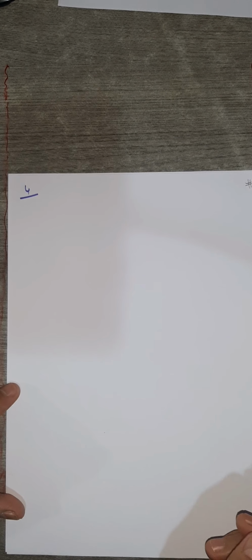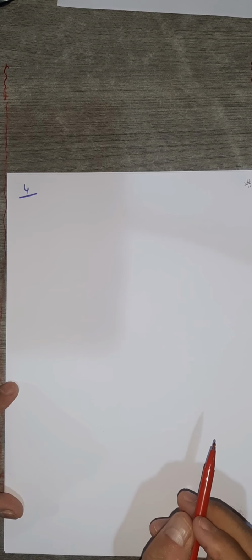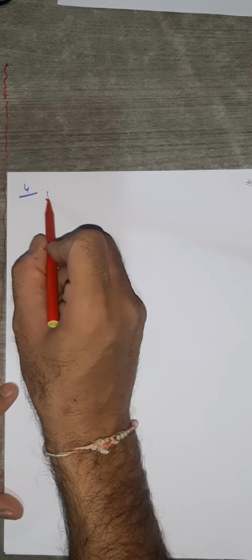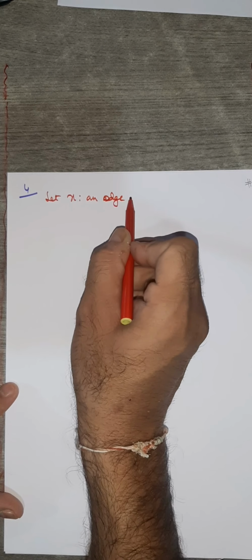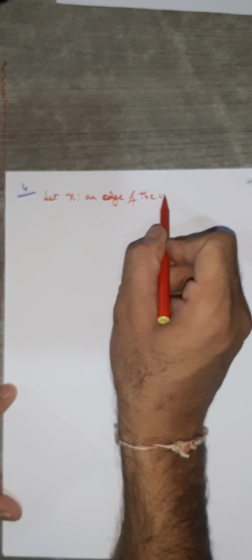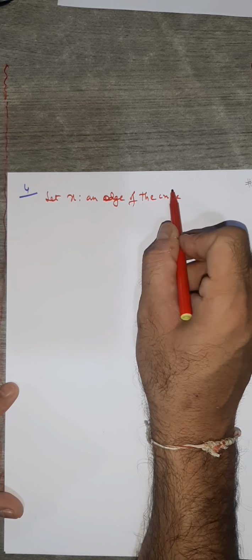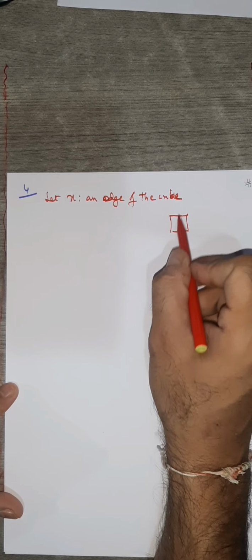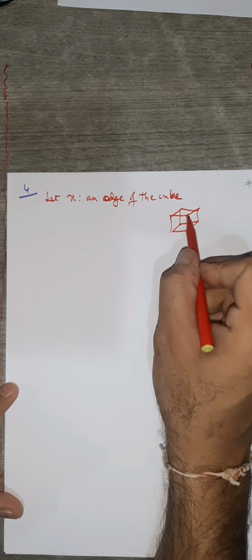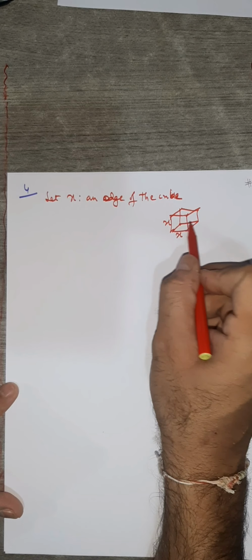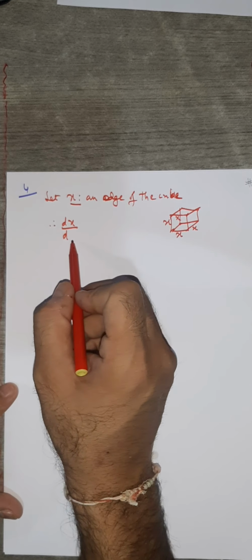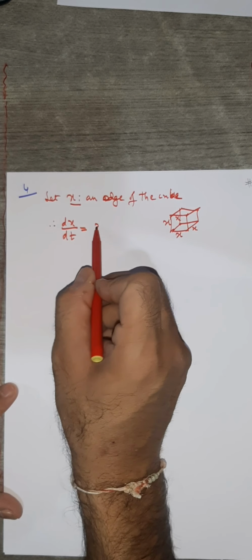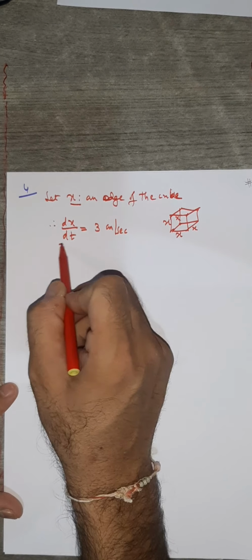Next question. An edge of a cube is increasing at this much rate. So let x be the length of an edge of the cube. Fine. So here we have the cube where the measure of each side is x. This is x, this is x, and this one is also x, here also x. So what is given to you? Change in the edge, that is dx by dt, is 3 centimeter per second. That is given to you.